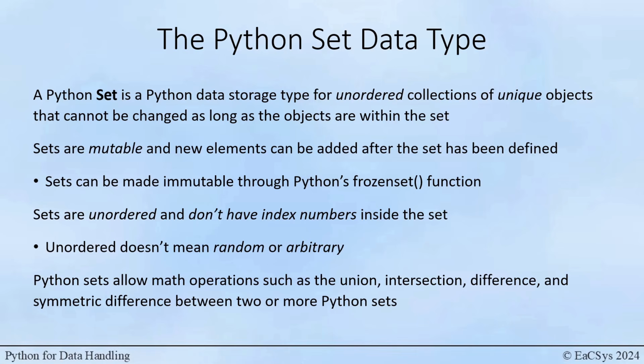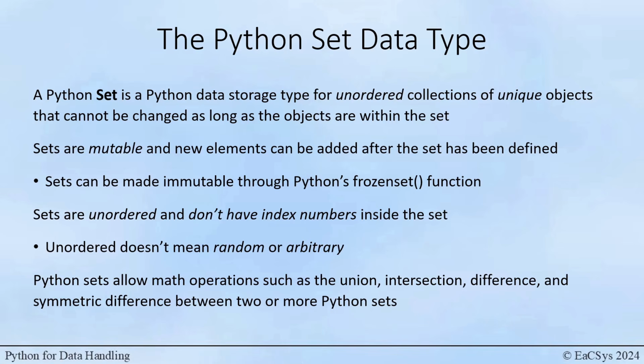The properties of sets are that sets are mutable, meaning that new elements can be added after the set has been created or defined. So you can increase the size of the set and add new items to the set whenever you want. There is one exception to this: the set can be made immutable through Python's frozenset function, and that means that the set will be effectively frozen and cannot be changed after the use of Python's frozenset function.